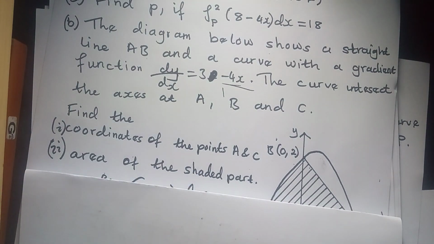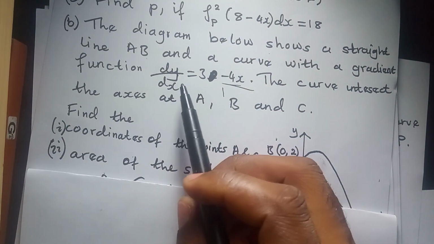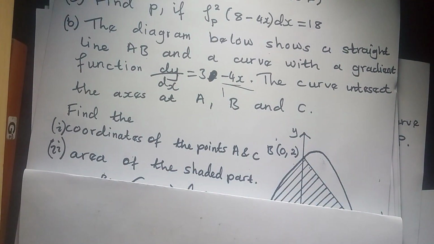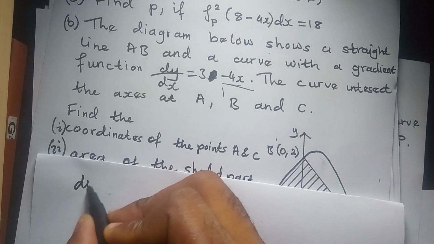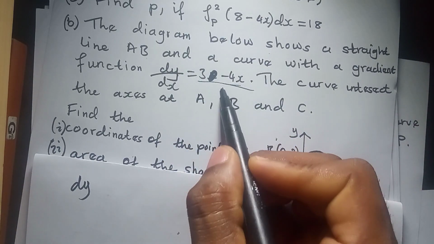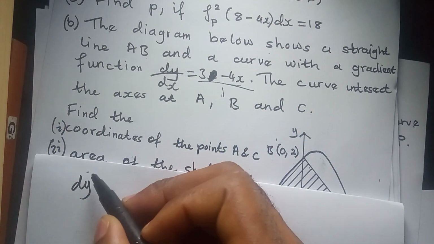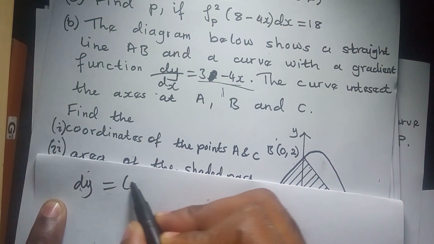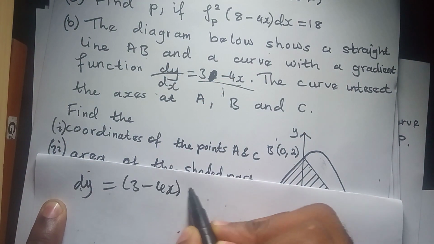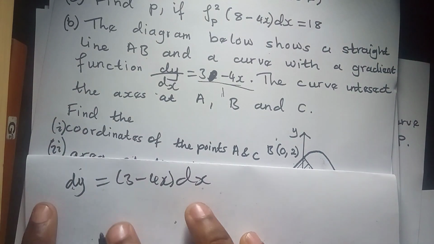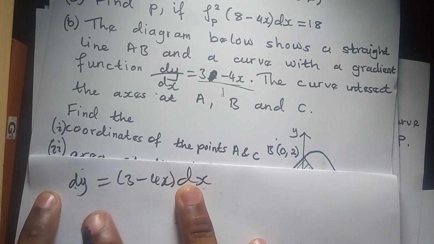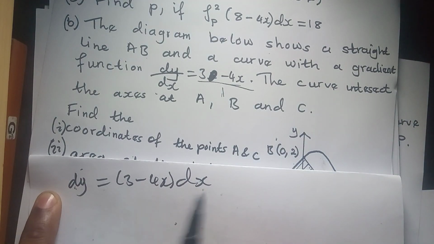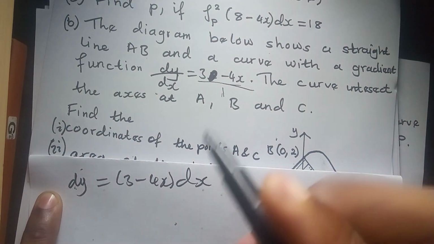So we can do that. We have the gradient function here. So from this, we can get our y function. So I'll just cross multiply there. dy will be equal to, this times this is dy, and then this times this will be 3 minus 4x dx. This may not be necessary to do. You can just straight away integrate this. But once you do this, it shows that you know what you are doing.